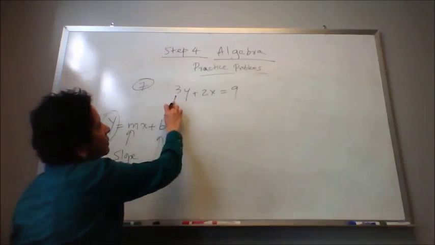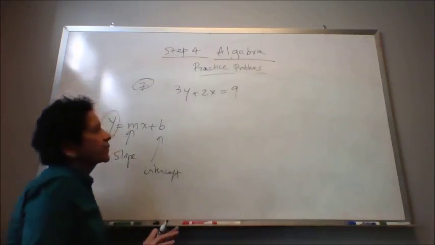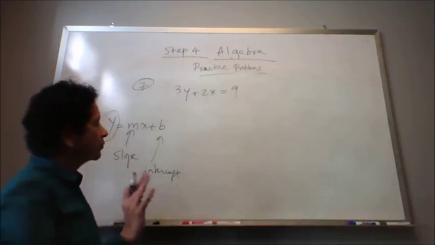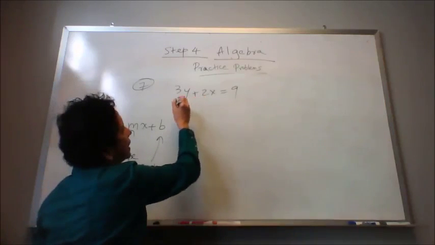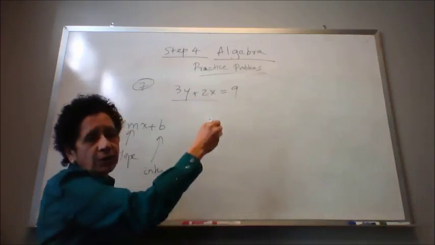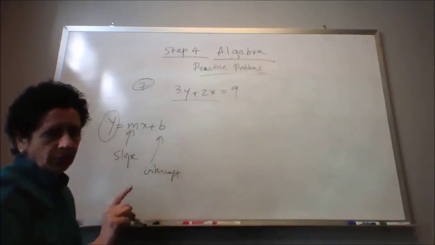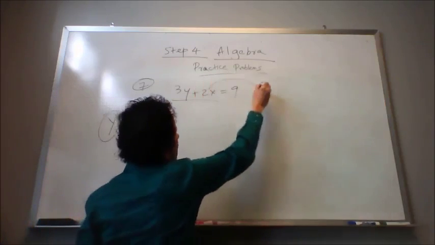So here I have 3y plus 2x is 9. I want to have only y on the left hand side, right? So the first step is I need to get rid of what I don't want, okay? This 2x, I don't want the 2x, so I need to take it to the other side.